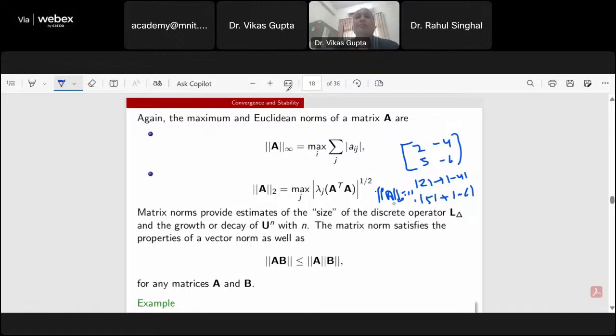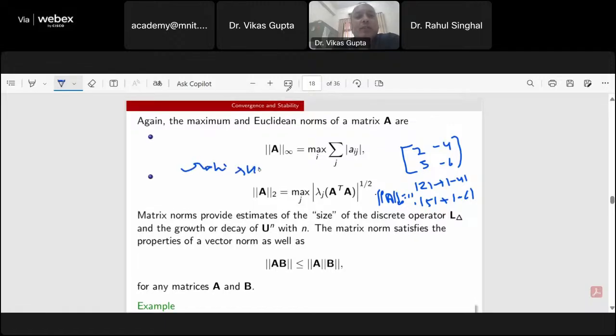equal to 11. So that's why this norm is also said to be row sum norm, because we add the absolute values corresponding to each row and then find out which is the maximum among them. So in this way, the infinity norm for a matrix is defined. And L2 norm for a matrix is defined as the square root of the spectral radius of the matrix A transpose A.